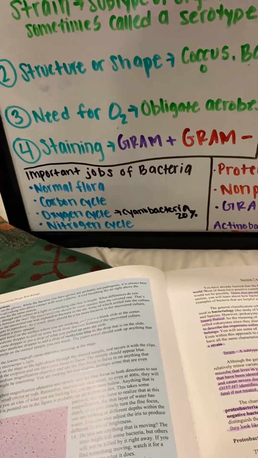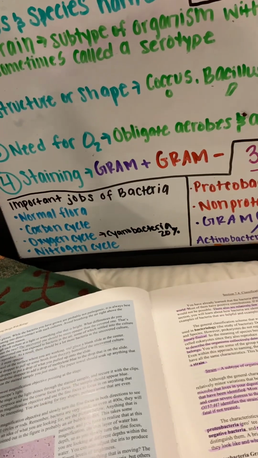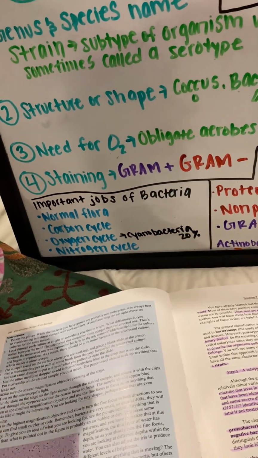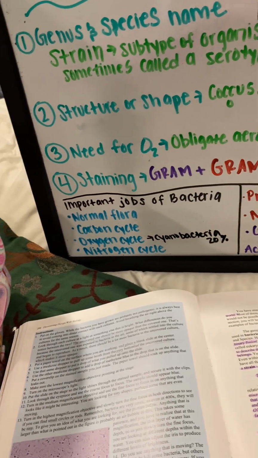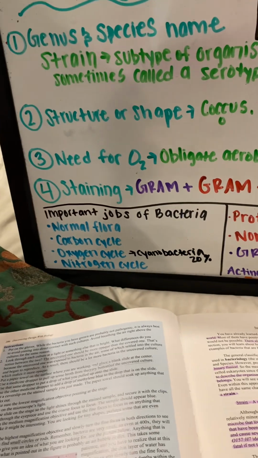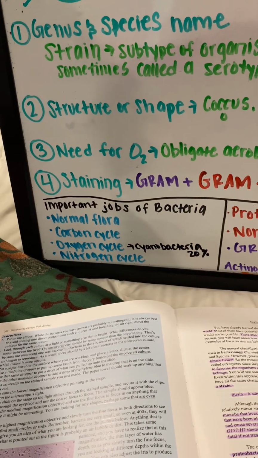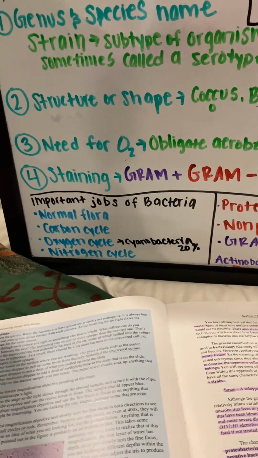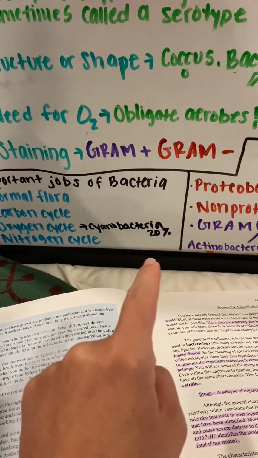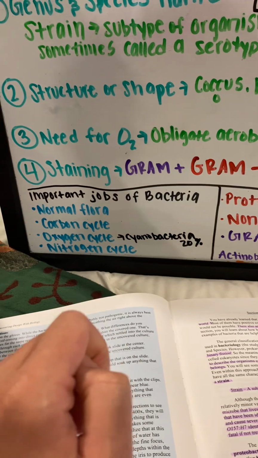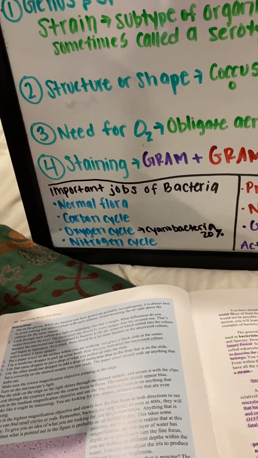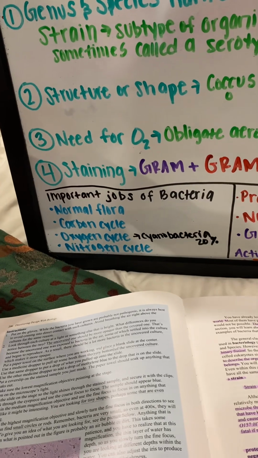Our carbon cycle, a little bit about that. We really didn't talk much about it, but just how some bacteria actually produce carbon dioxide for the environment. Also, the oxygen cycle, we did talk about that. There are some bacteria that actually produce oxygen. Cyanobacteria produce 20% of our world's oxygen, which is really impressive considering that you can't see them with the naked eye and they produce that much. There must be a whole lot of them.